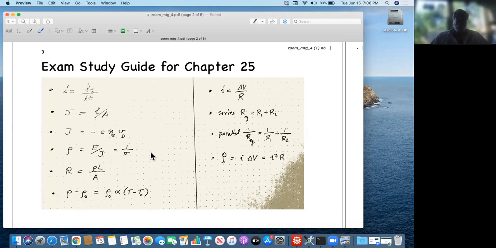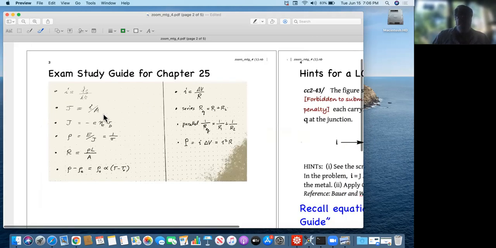So, if you had these equations, you'd probably have all the equations that you would need for problems in chapter 25. But of course, you have to know what they mean. So that's why you have to review what it says. So I would say that's a good way to prepare yourself for the exam, is making up that sheet of equations. And you can find a study guide at the end of each chapter.